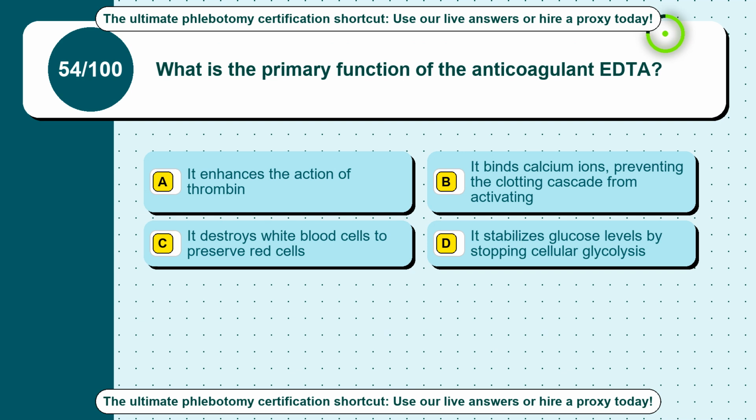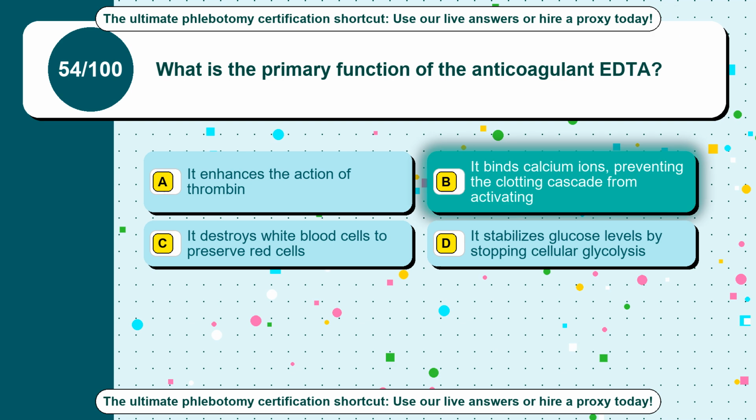Option A, it enhances the action of thrombin. Option B, it binds calcium ions, preventing the clotting cascade from activating. Option C, it destroys white blood cells to preserve red cells. Option D, it stabilizes glucose levels by stopping cellular glycolysis.